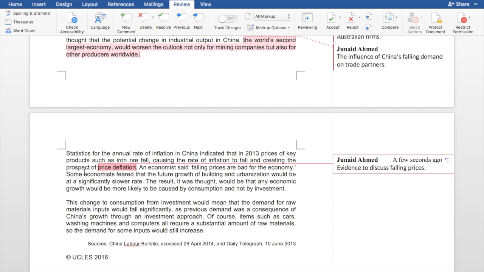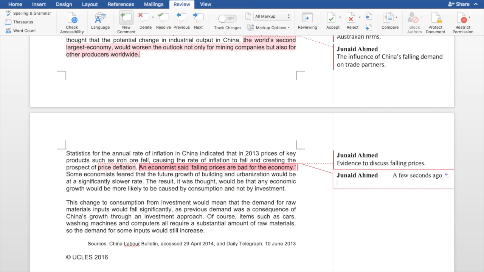Some economists feared that the future growth of building and urbanization would be at a significantly slower rate. The result, it was thought, would be that any economic growth would be more likely to be caused by consumption and not investment. So an economist said, and here we have to look at what's the logic behind this, right? And also what could be a counter argument.